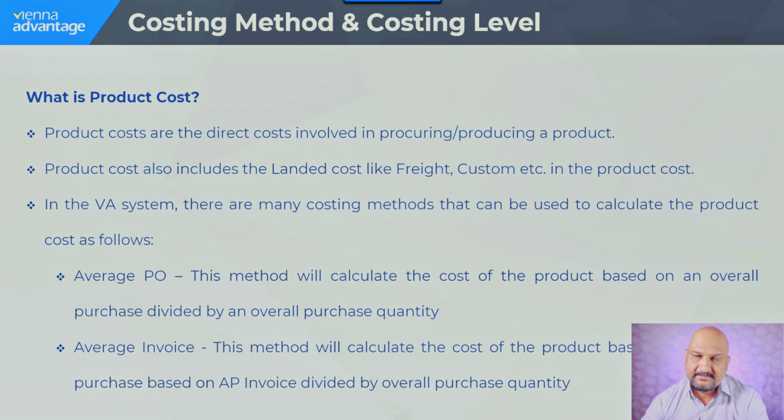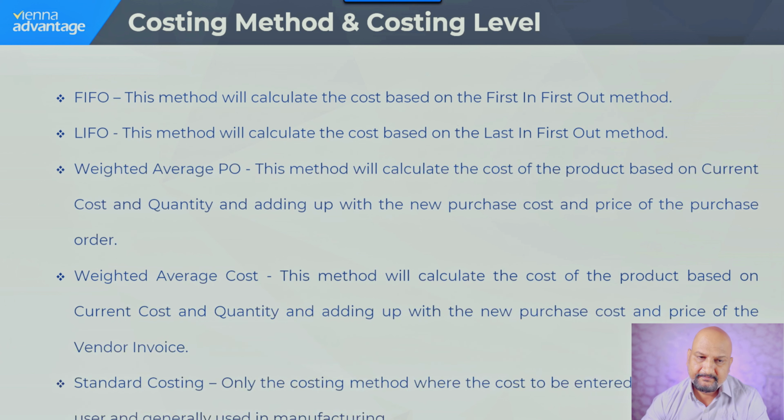The average invoice is a similar method where overall purchases are divided by the overall purchase quantities, but in this case the price is considered from the AP invoices, and that is the only difference between the two. It is the average of all the quantities you have procured so far. So that is the weighted average PO and weighted average invoice.